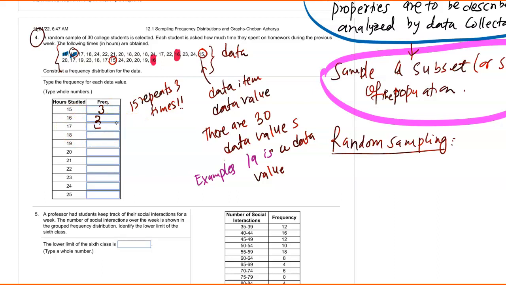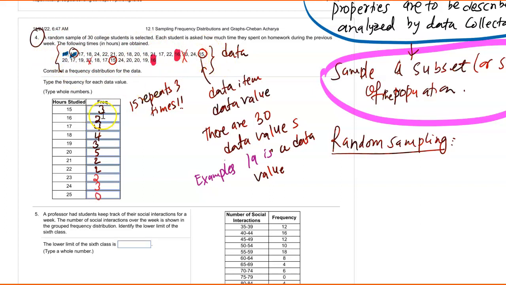You can count. 18 has a frequency 4. 19 has a frequency 3. 20 has a frequency 5. 21 has a 2. 22 has a 2. 23 has a 3. No, 23 has a 2. Because look at 23. 23 here. And 23 here. Okay. 23 has only 2. Okay. 24 has a 3. 25. There is no 25 in this data. 25 has a 0 frequency.